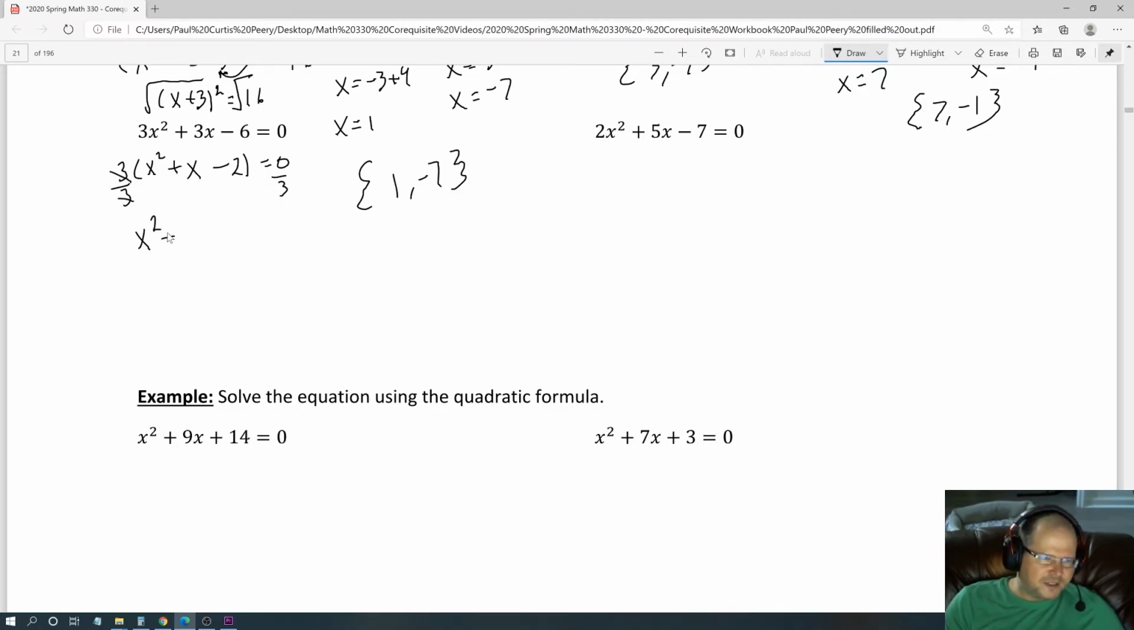Not everything's going to work out as elegantly as that. This was a nice problem. We'll probably do one later on where you can't simplify it like that. We'll deal with that when we get to it.